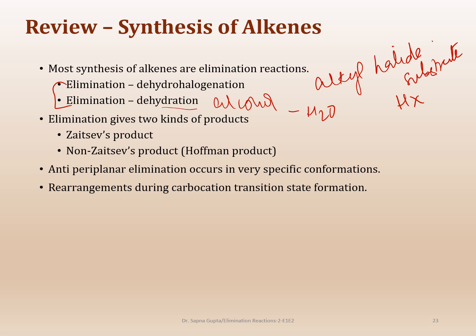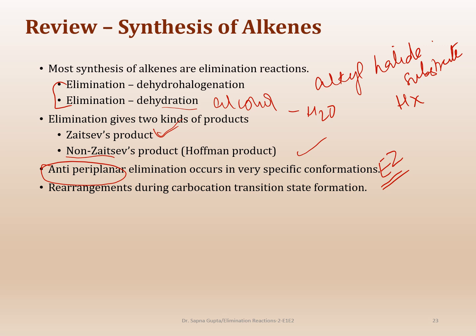Then we also talked about the Zaitsev product and the Hoffman product. Now, for the non-Zaitsev, you don't want to say that, so I say Hoffman product is a better way to say it. Remember, Zaitsev's is the more stable alkene. And then of course we talked about antiperiplanar. This is going to be only for E2, not for E1. E1 doesn't care about antiperiplanar, because you have a carbocation which is planar, so no problems over there.